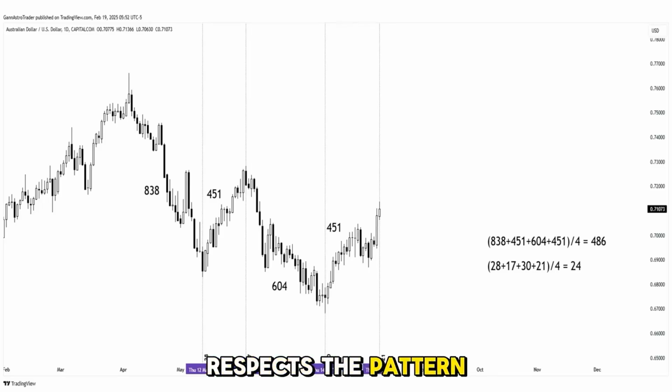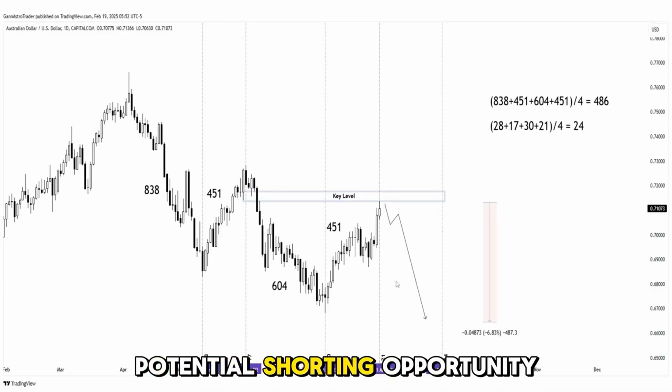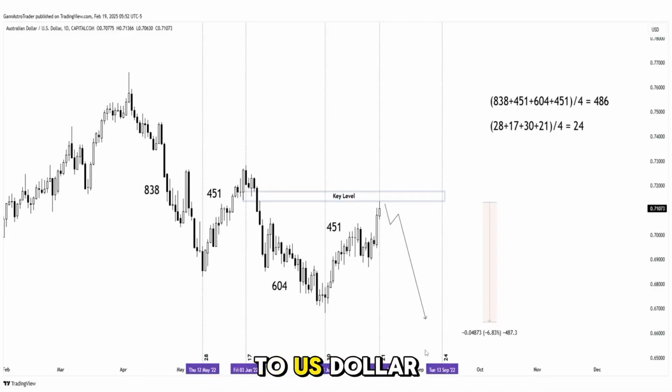If the market respects the pattern, we should see a price move of around 586 pips within 19 daily bars, allowing us to position our entry, stop loss, and target accordingly. If the price is already at a higher timeframe resistance level, it increases the probability of a downward move, making it a potential shorting opportunity for Australian dollar to US dollar.